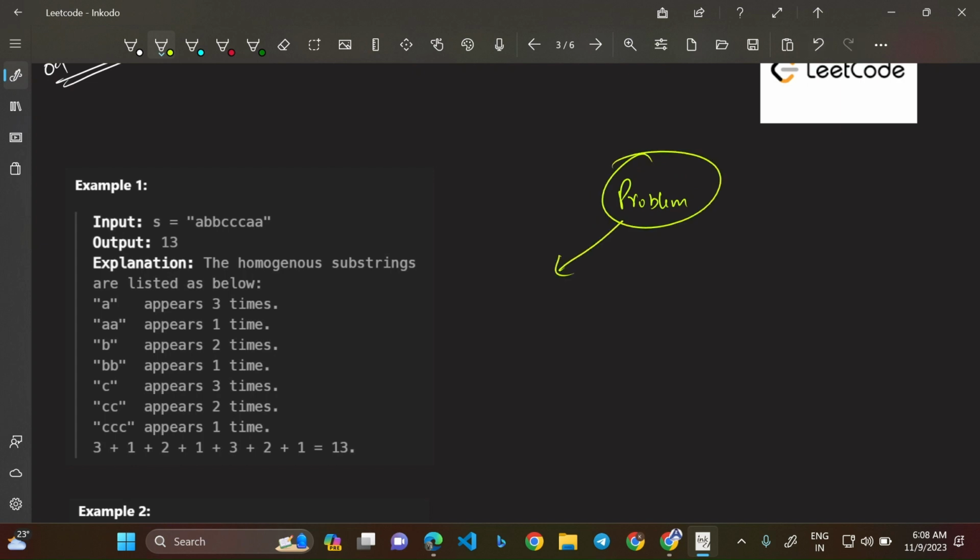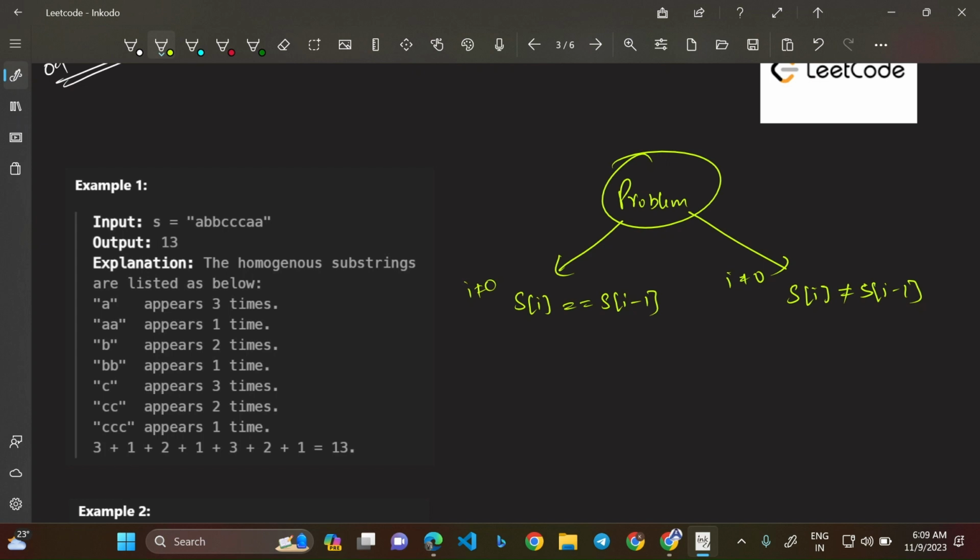Let us assume I'm on s of i, and i is not equal to 0. If s of i actually equals s of i minus 1, this is the first case. In the second case, s of i is not equal to s of i minus 1. Here also i is not equal to 0. Both of these are the 2 cases. Only these 2 cases are there in this particular question.